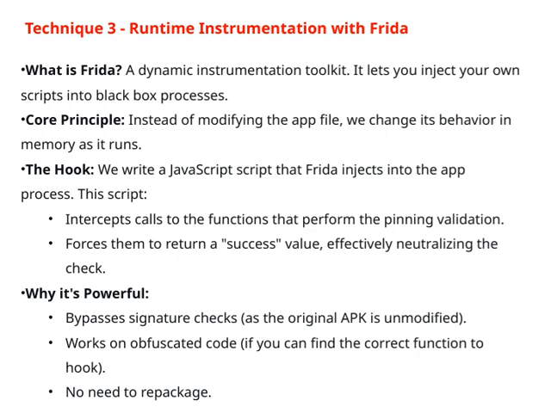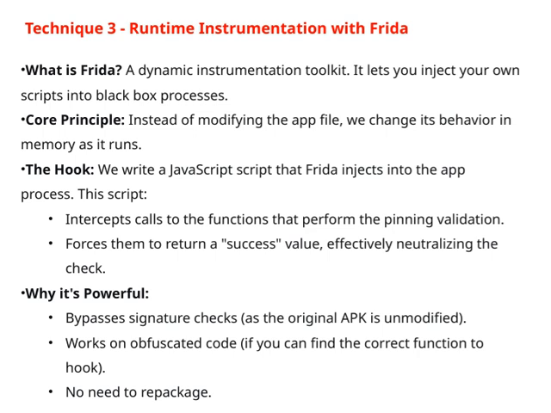The core idea here is that we write a JavaScript script that Frida injects into the app process. Think of this script as a way to hook into specific functions that are responsible for security checks, like pinning validation. Once injected, it intercepts calls to those functions and can alter their behavior, most commonly by forcing them to return a success value. This effectively neutralizes the check without needing to modify the APK itself. Why is this approach so powerful? For one, it bypasses signature checks because the original APK remains unchanged.